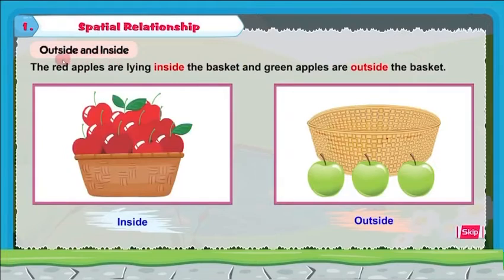Children, the next topic in our first chapter, spatial relationship, is outside and inside. O-U-T-S-I-D-E, outside, and I-N-S-I-D-E, inside. Here you can see two pictures. In these pictures we can find a basket. Here this is the basket.